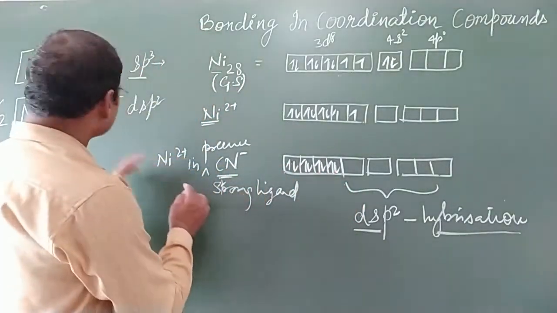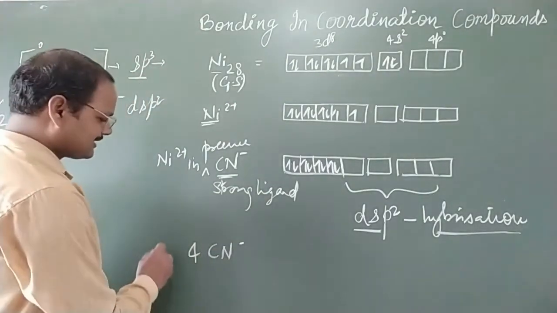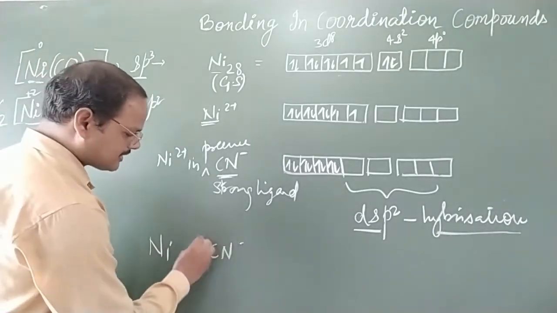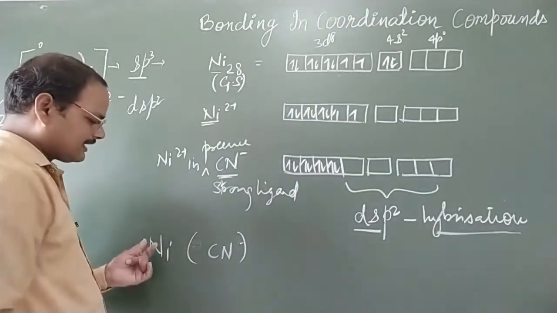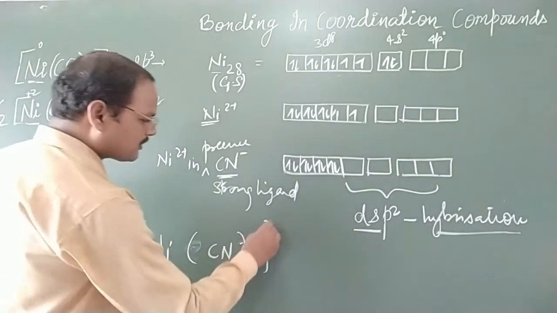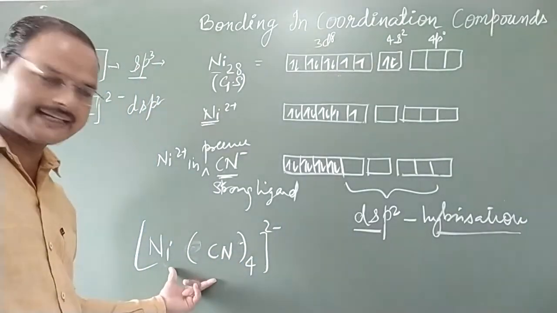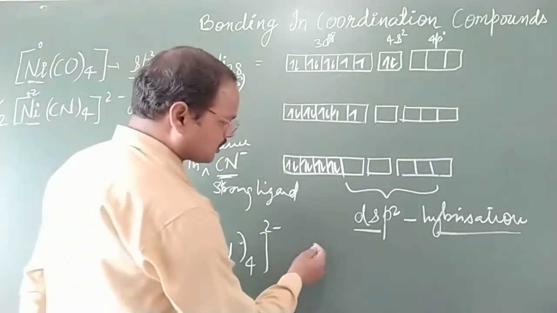So, in the presence of 4 CN ligands, Ni will join. It means there is a formation of a coordinate bond between nickel and each CN. So, we will get this type of molecule. I hope you are getting it. It means the formation of this molecule can be shown again.